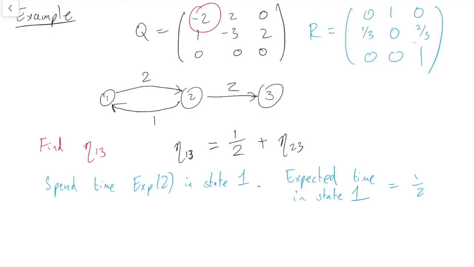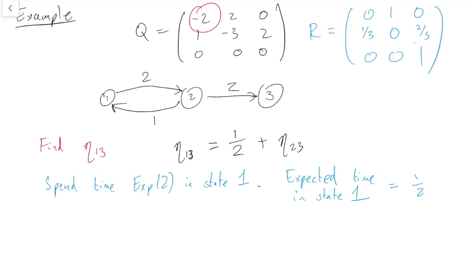So we conditioned on the first step, but instead of doing 1 plus for the 1 discrete time step, we had to do a half, because a half is the expected amount of time we spend in state 1. So similarly, we've got an equation there that has eta 2, 3 in there.